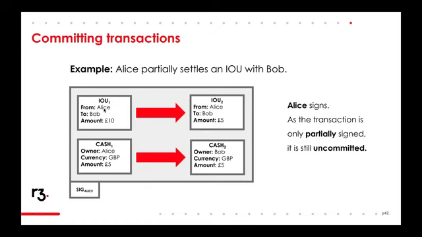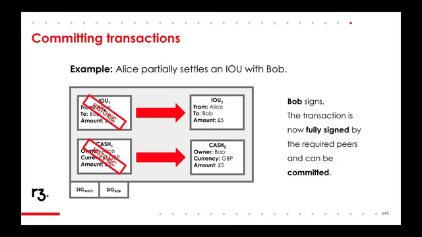So what would happen is Alice would first sign. Because it's only partially signed, it's still uncommitted, and then Bob would sign. At the point where Bob signs, the transaction is now fully committed. Though it's worth noting that I am leaving out a slight detail of where uniqueness consensus provided by notary services comes in. But for now, let's leave that out, and we can think of a transaction being committed if it's signed by all the required peers.